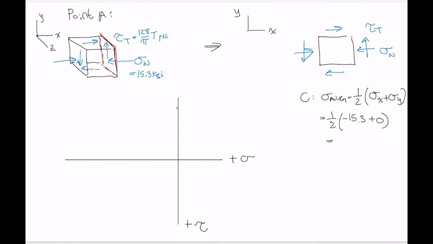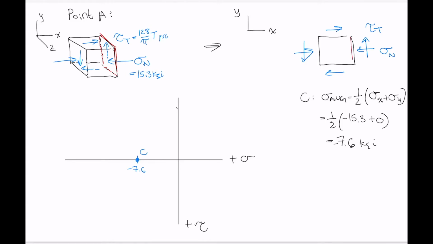Okay, so what does that give us? That gives us 7.6 ksi there, minus 7.6 ksi. So we can plot that. Let's say right about there, minus 7.6. And there's the center of our circle.